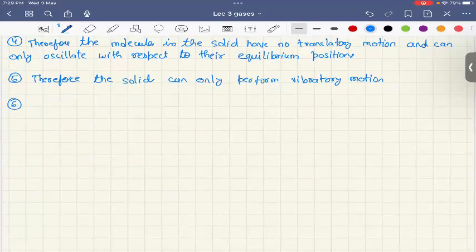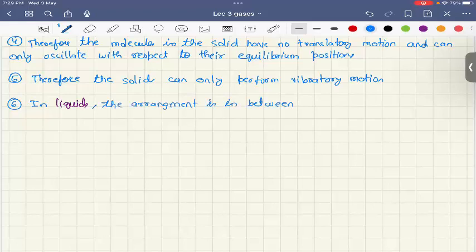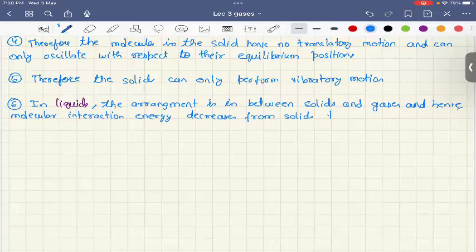In liquids, the arrangement is in between solids and gases. Molecular interaction energy decreases from solids to liquids to gases. When two molecules are far apart, they move freely, independent of each other. At a given temperature and pressure, when the molecules come closer, the molecular interactions start operating. The average speed of the molecules of a gas increases with temperature, and their motion becomes more random.